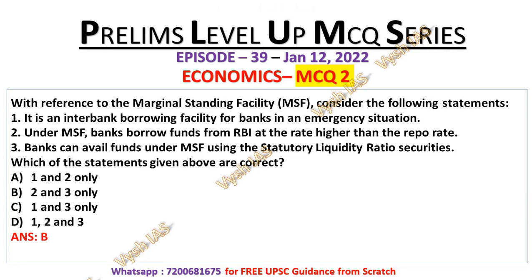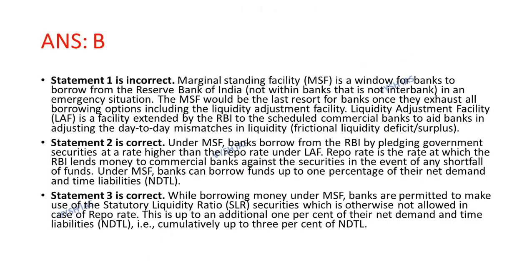But here the statement is wrong because the bank will borrow from Reserve Bank of India in an emergency situation, not within the bank. The MSF would be the last resort for banks once they exhaust all borrowing options, including the liquidity adjustment facility. Liquidity adjustment facility is a facility extended by RBI to the scheduled commercial banks to aid banks in adjusting the day-to-day mismatches in liquidity. Now, let's look at statement number 2, which is correct.